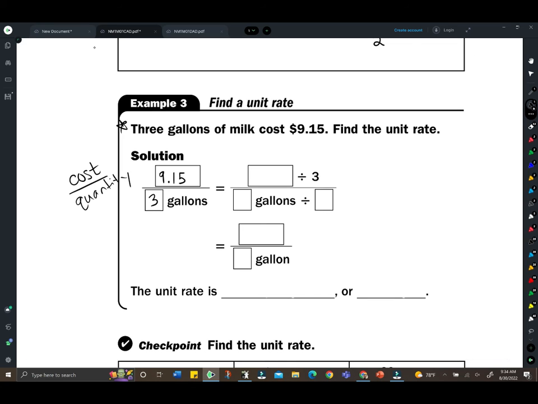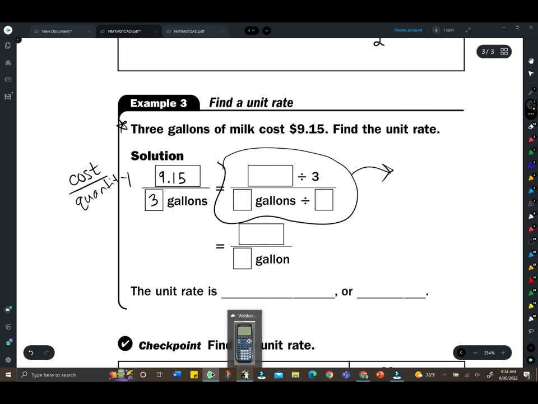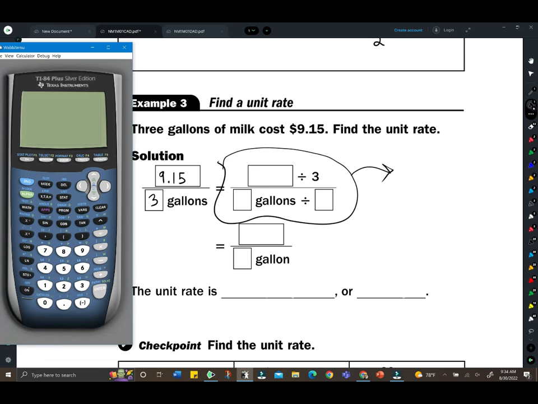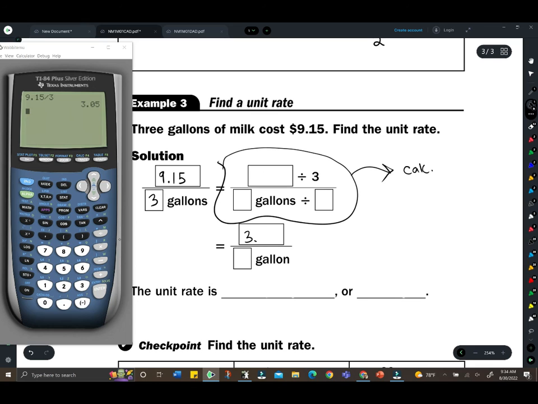Okay? Basically, when we are doing that, you can actually just type this right into your calculator. I know this is going to be all confusing here, but just use your calculator. So we're going to take 9.15 and divide that by 3. And what we get is 3.05, and it's always going to be per 1. So anytime you're finding the unit rate, it's over 1. And just use your calculator.